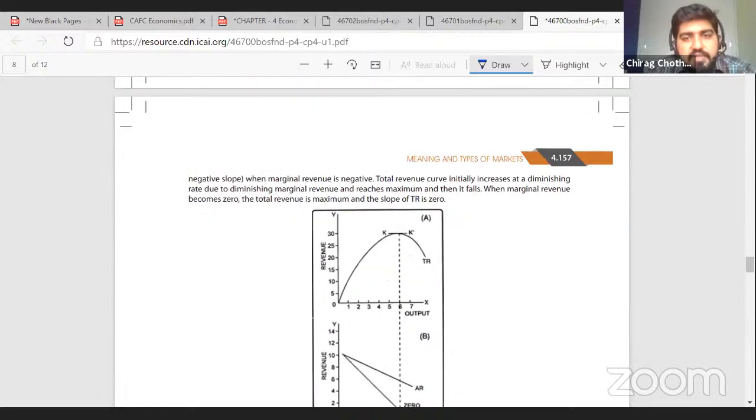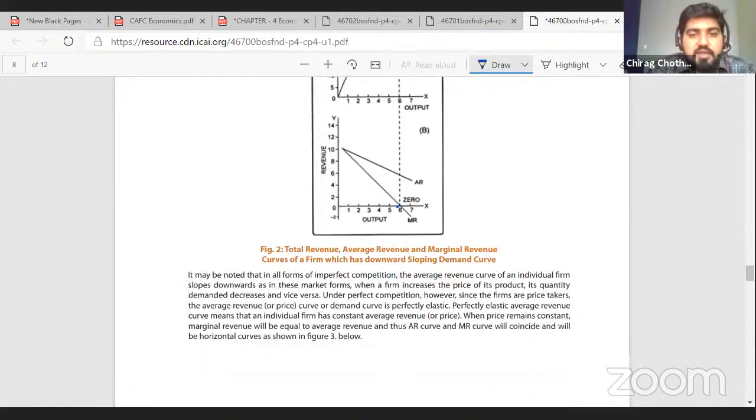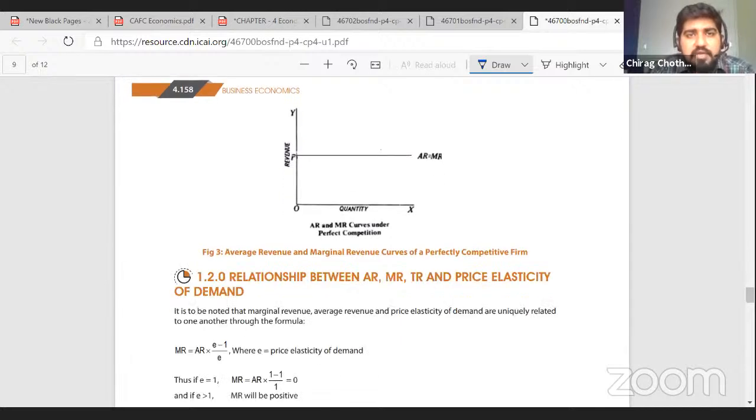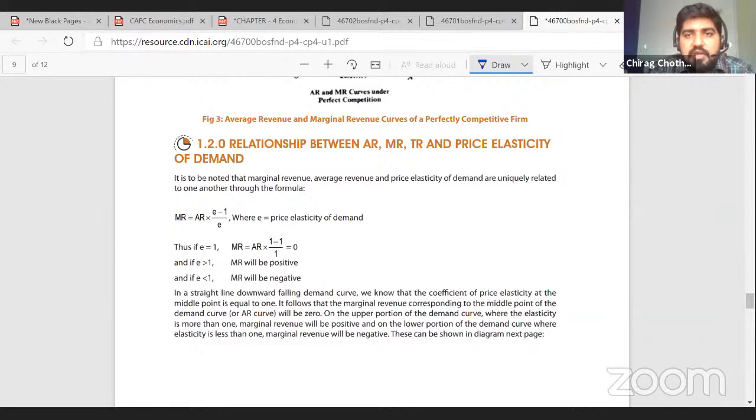This is the diagram that we have just made, right? The relationship between TR and MR. When TR is maximum, MR will be 0. Fair enough. Now, the last part in unit number 1, we know how is MR and AR curve, right? It is a straight line parallel to the x-axis in case of perfect competition. Now, the next part is the relationship between MR, AR, TR and elasticity of demand.